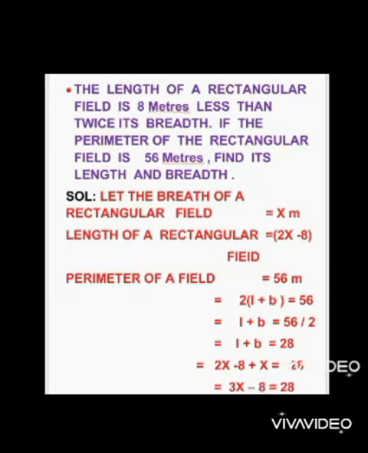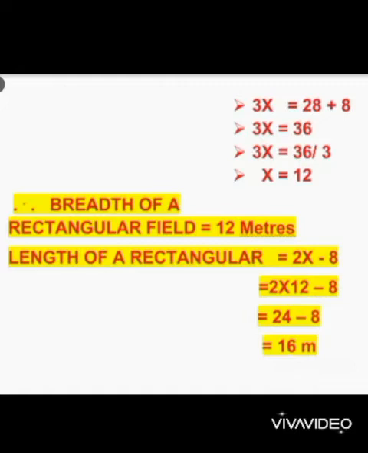Now transpose minus 8 to the right hand side. Then you will get plus 8. So 3x is equal to 28 plus 8. 28 plus 8 is 36, so 3x is equal to 36. Now you have to find the value of x. So now you have to transpose 3 to the other side. So x is equal to 36 by 3. If you divide 36 by 3, you will get 12 meters.